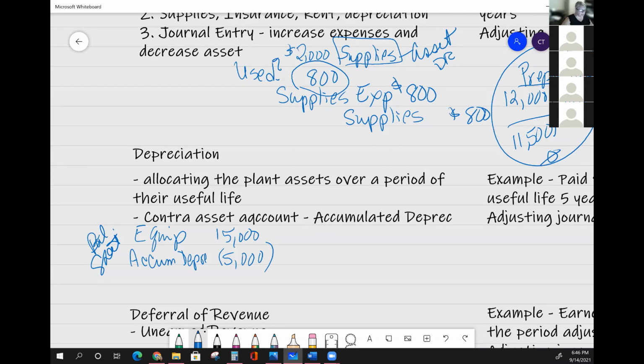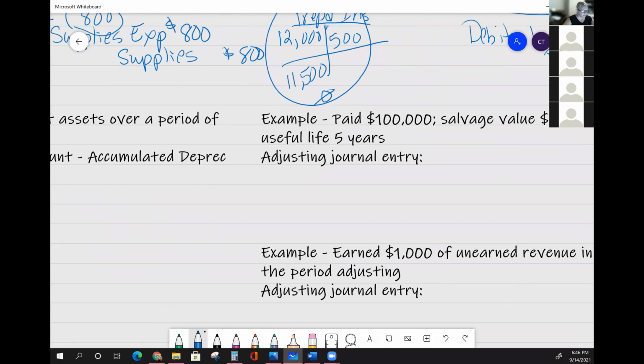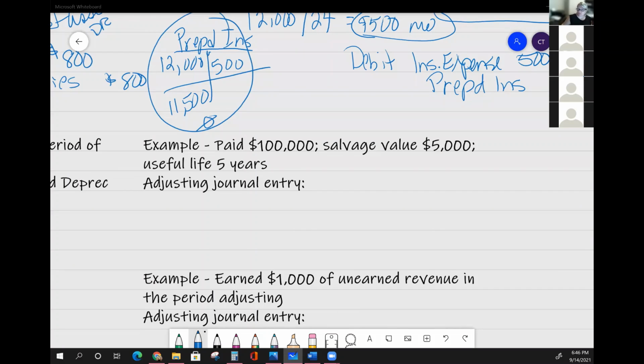So you need to know that so that when you do your adjusting entry, you don't adjust it to the equipment account. So let's look at this example. So we paid $100,000 for this equipment, and we have a salvage value of $500. So what we're going to do tonight is just straight line depreciation. Straight line means we're just going to look at it and see how long is this useful life, and then we'll divide it over that period of time.